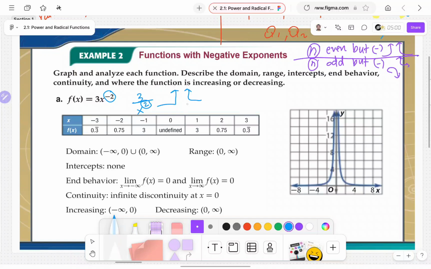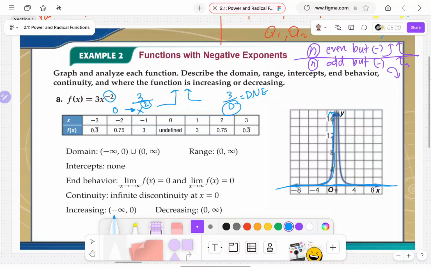You know that the excluded value from the denominator is 0, because if I have 3 over 0, it does not exist. So 0 is undefined, so I need to write the domain from negative infinity to 0, union from 0 to positive infinity, because 0 is the excluded value. Now how about the range? The range starts from the lowest point, and as you can see, the lowest point on the graph is this one. So from 0 going up forever, to positive infinity.